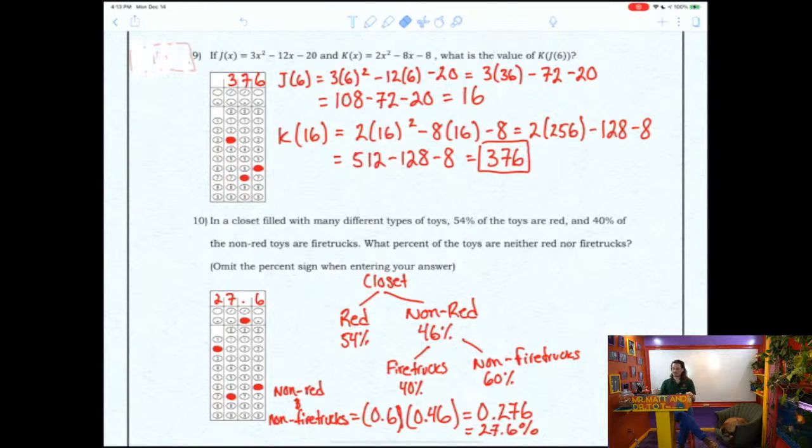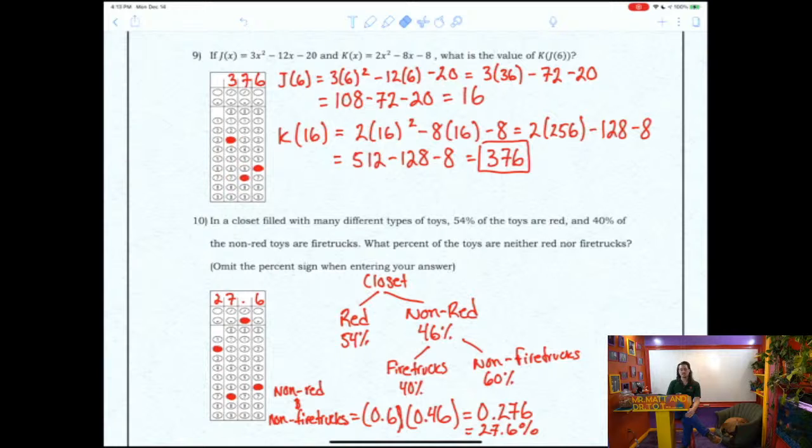Okay, so for number 9, first we're going to evaluate j of 6. Using an input value for the function j of x, we're going to have 3 times 6 squared minus 12 times 6 minus 20. 6 squared is 36. 3 times 36 is 108. 12 times 6 is 72, so we're going to have 108 minus 72 minus 20. That's going to give you 16.